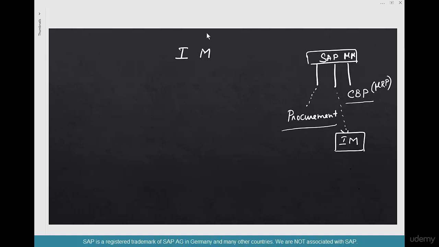Once we have finished IM and CBP, we're going to circle back to procurement, which comprises the bulk of SAP MM. Procurement comprises probably about 60% of the entire MM. IM is probably 25%. CBP is probably 15%. So what is IM?